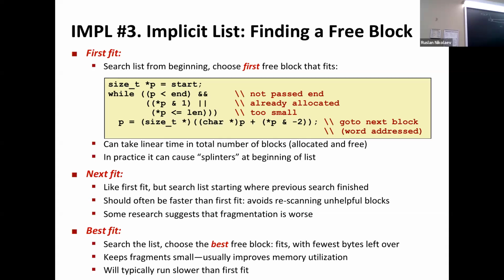Now the last line: what do we do here? We have char star P, the beginning of the current block, plus something weird right now. This is how we go to the next block, and then we cast to size_t star. So why is it -2? That's not a mistake.